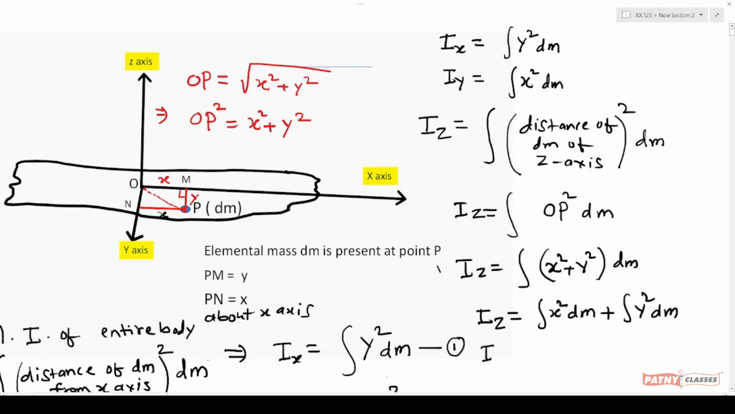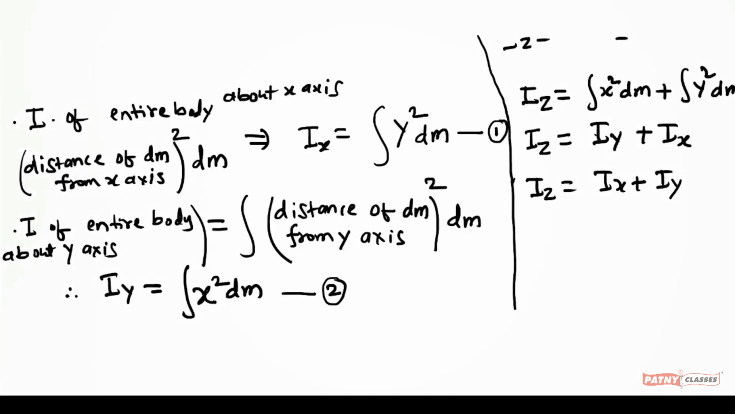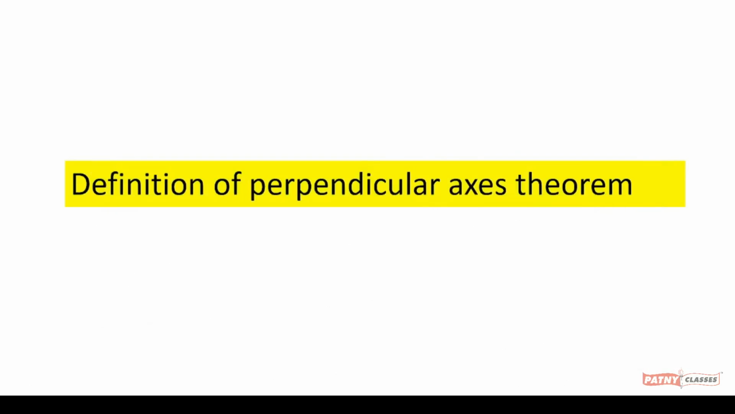From the above expression, the integration of x square dm is nothing but Iy, and the integration of y square dm is nothing but Ix. This can be written as Iz equals Ix plus Iy. This is the mathematical form of the theorem of perpendicular axis. From the above discussion, we can now define the perpendicular axis theorem.